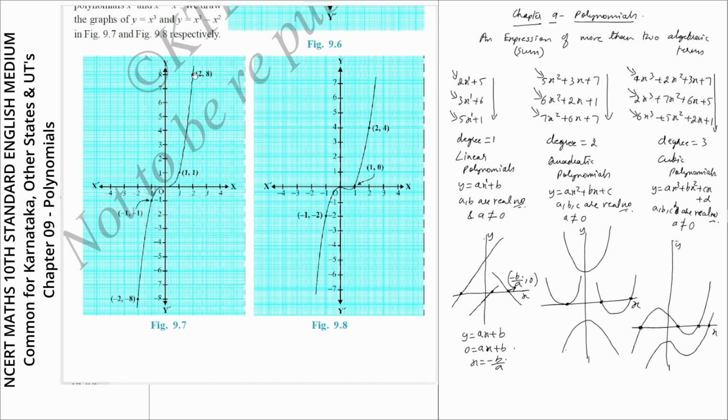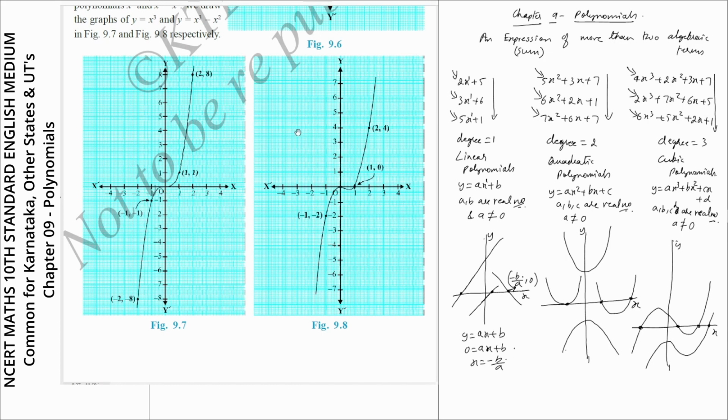So this polynomial, you can see it is intersecting the x-axis at only one point. Therefore the number of zeros of this cubic polynomial is 1. And what is the value of the zero? It is 0. So at x equal to 0, y is equal to 0.